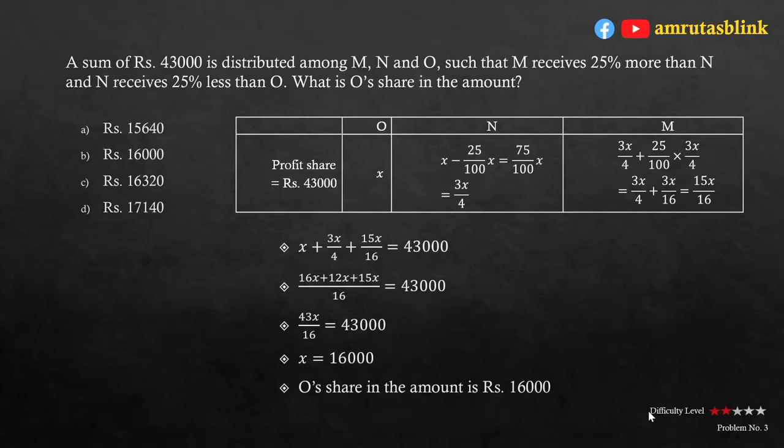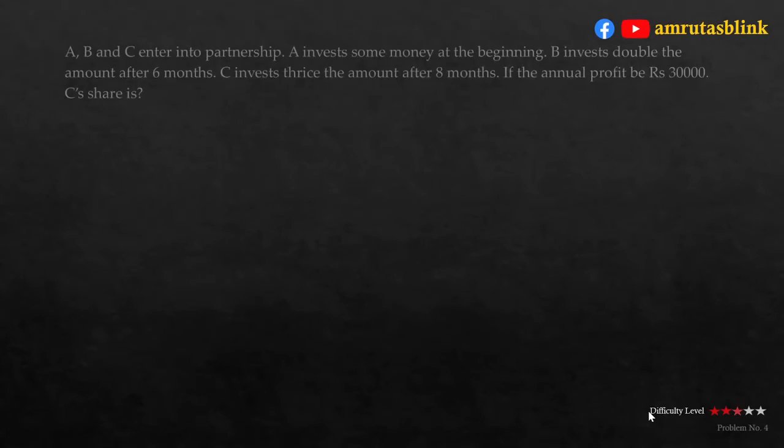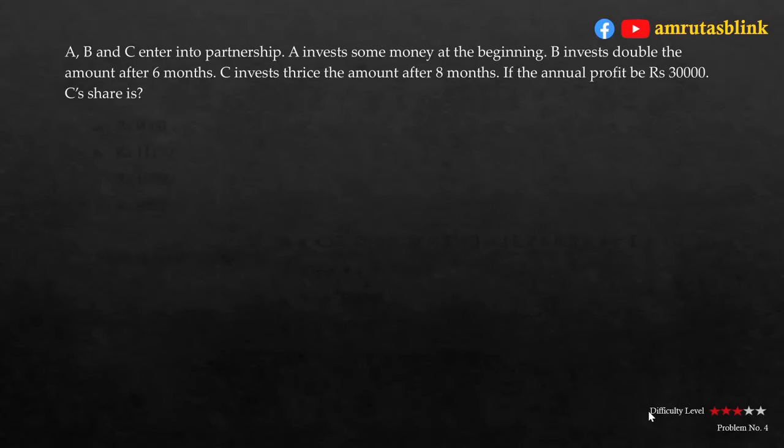Now, what is asked in the question is O's share, and O's share is simply X. Hence, O's share in the profit is rupees 1600 and hence it is answer option B, that is rupees 1600. This is a simple problem, so you can consider it as a normal, difficulty level 2 or 3. We will move to problem number 4.